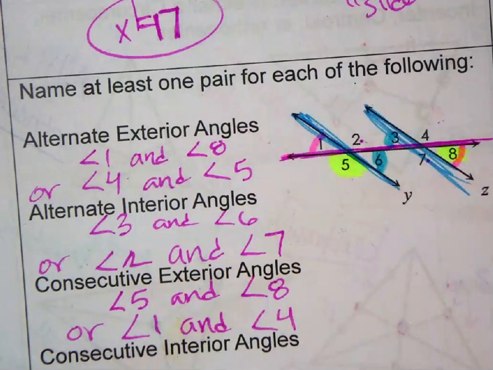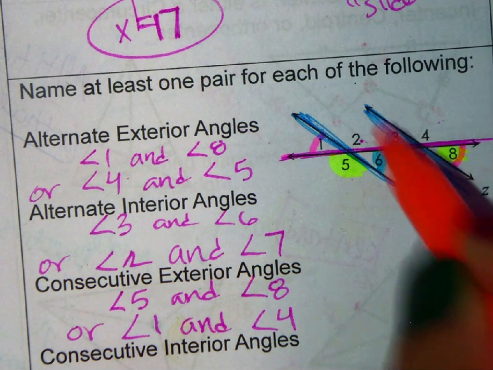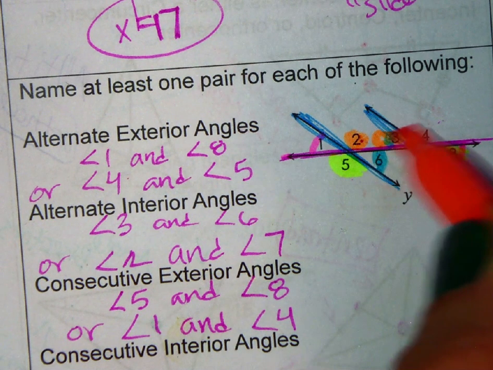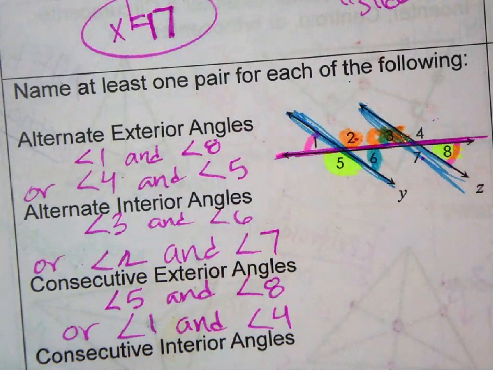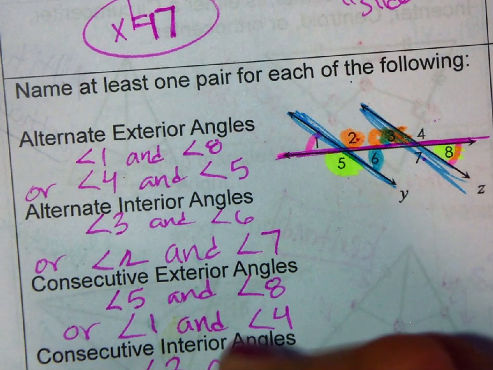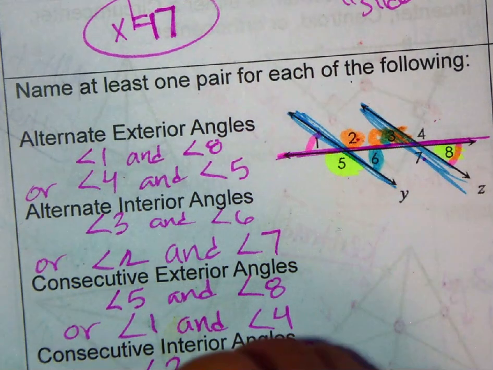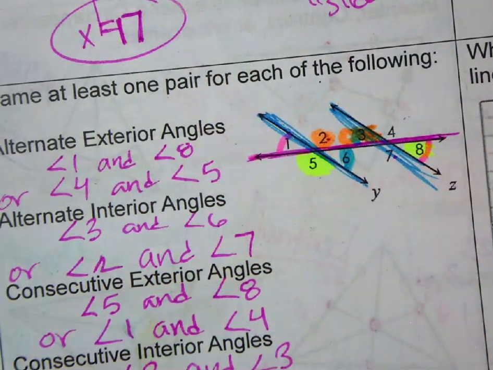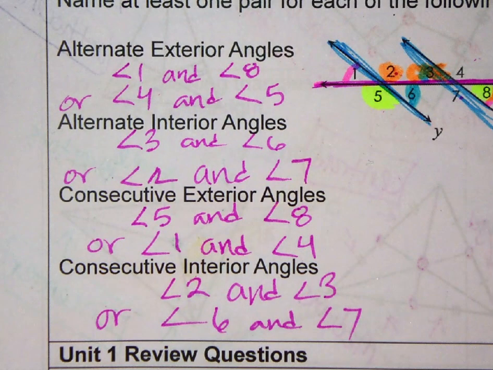And then consecutive interior, we're looking at same side, but on the inside. So like angle 2 and angle 3. They're on the inside, they're on the same side. So 2 and 3. Or we could also say 6 and 7. All right, so this part is just remembering and recognizing which angles are called what.